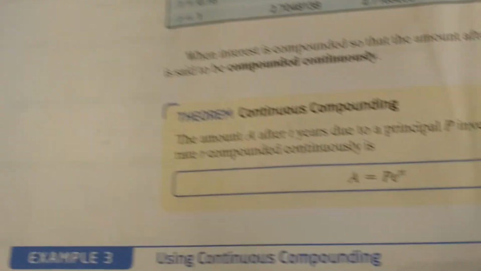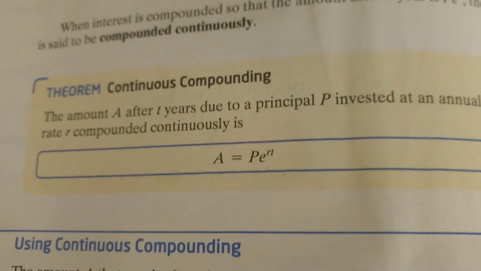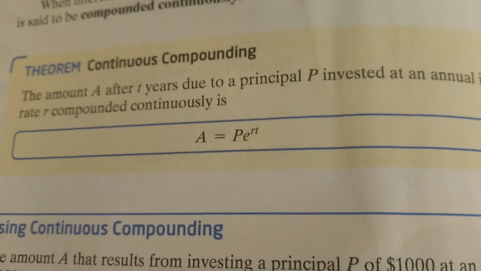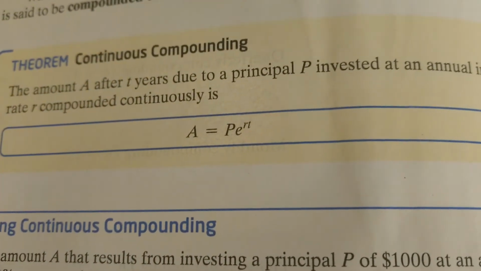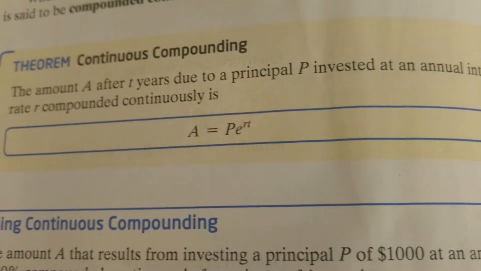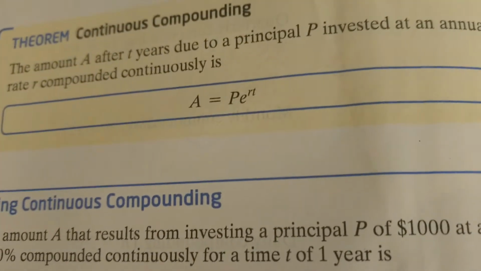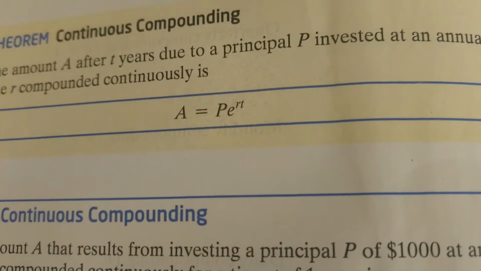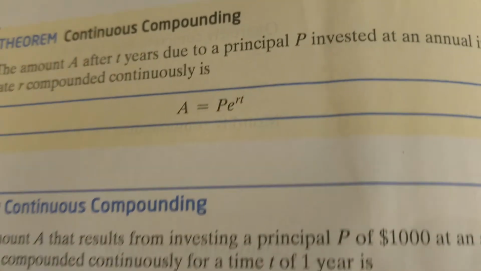All right, this is the formula for continuous compounding. And it says the amount after t years, you take the principal times the e base. Remember, e is not a variable, it's a number, raised to the RT power. In other words, interest rate times time.